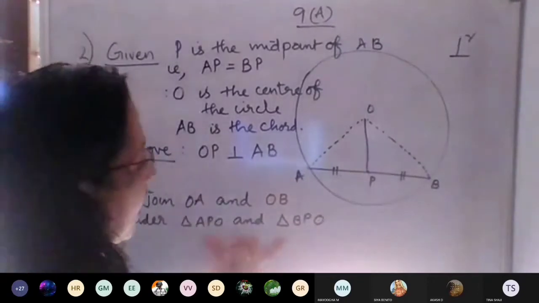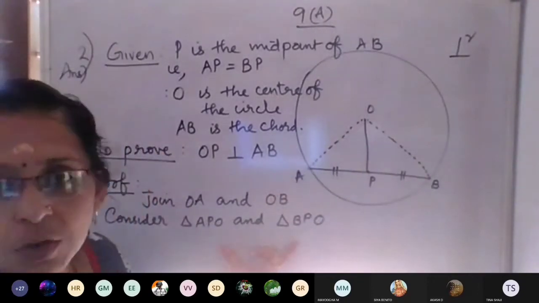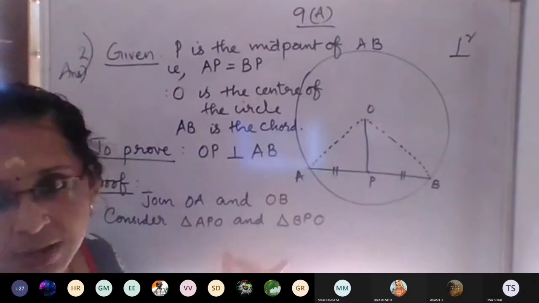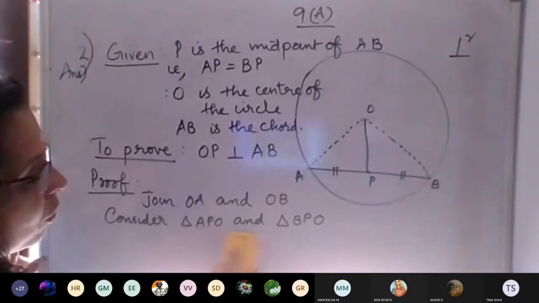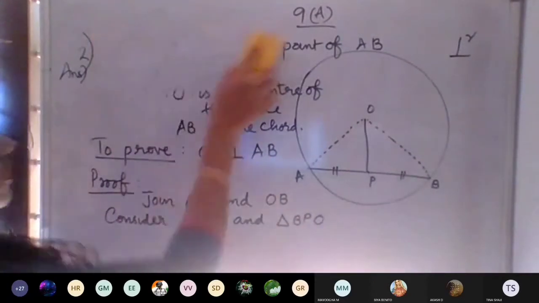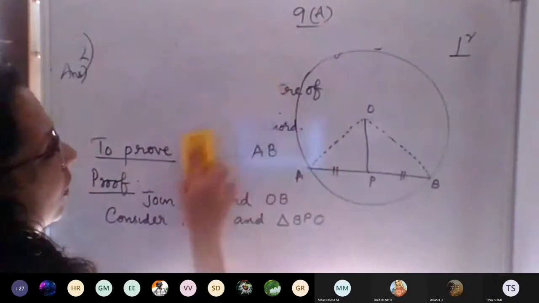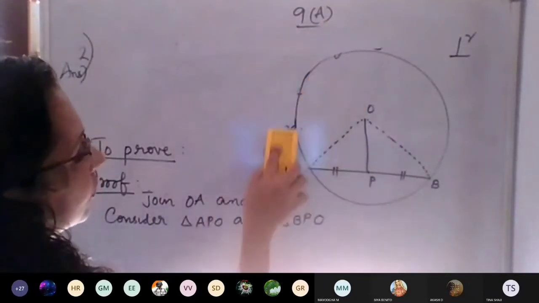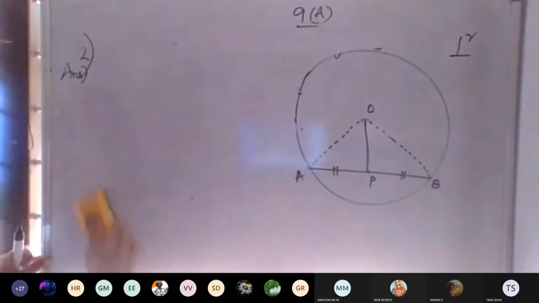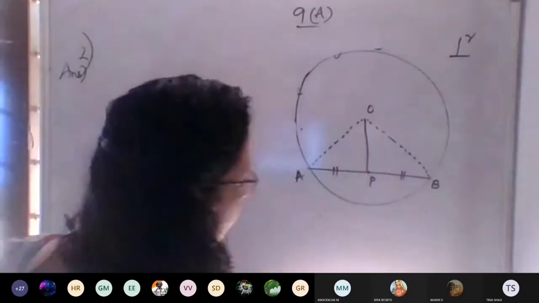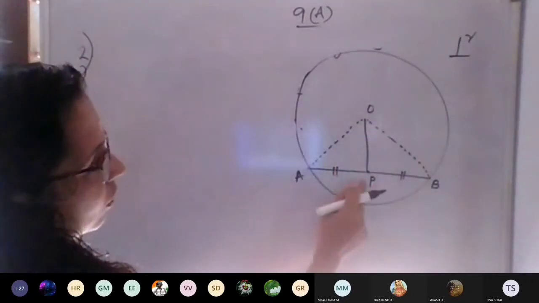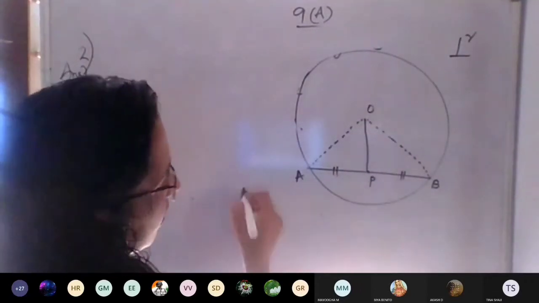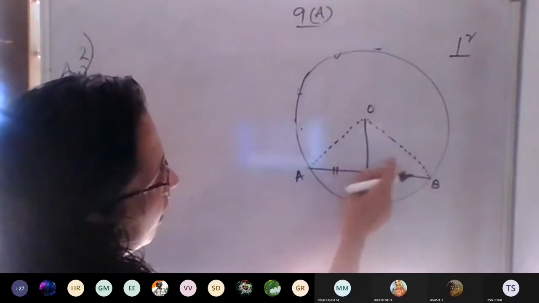Next step is we have to prove. If we are considering these two triangles, we have to find out whether they are congruent or not. Then only we can say something. So next, we consider APO and BPO. We can consider the three sides or three angles. OP is equal to OP, because it is a common side for both the triangles.